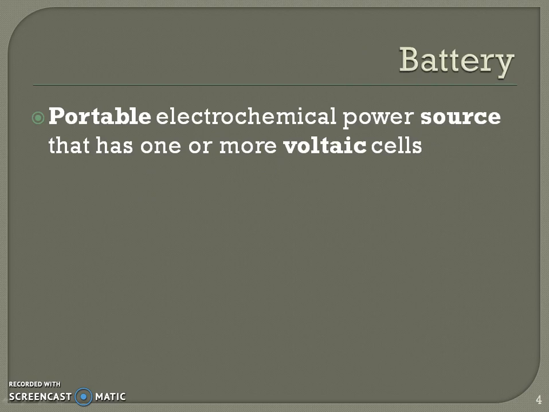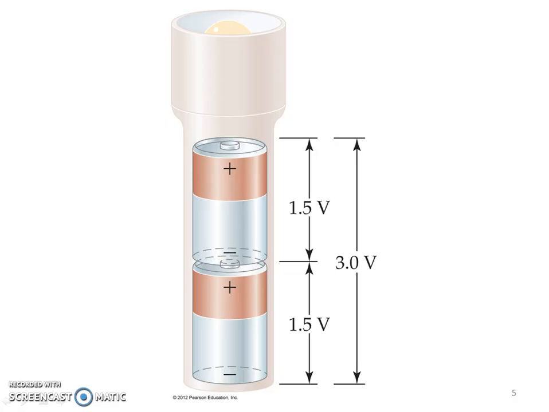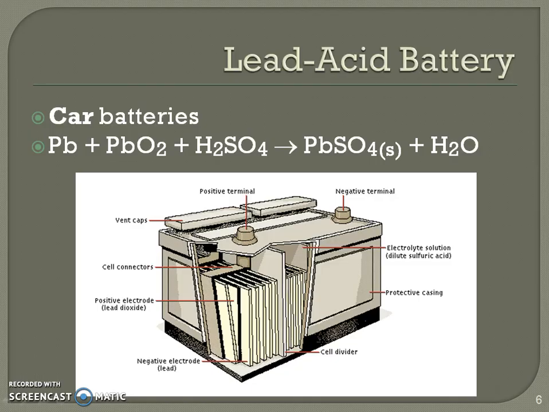So what is a battery? Well, it's a portable power source that has one or more voltaic cells. I'm going to give you a bunch of pictures again just to give you some visualization. If we take a flashlight and we have two voltaic cells, each of them having 1.5 volts, the flashlight itself would have 3 volts altogether. Again, what are we doing? Adding up those volts.